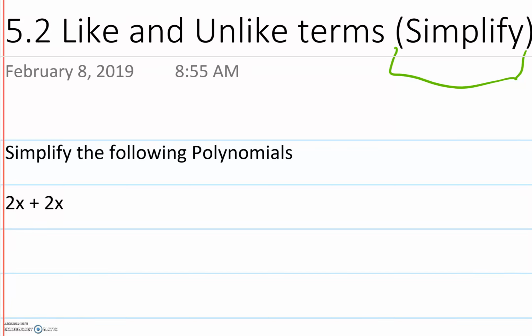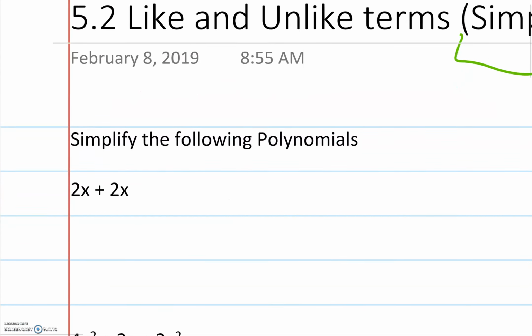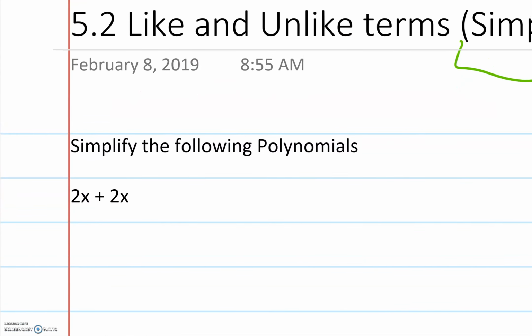The question that you'll be asked on a test or an assignment would be, simplify the following polynomials, or maybe even just simplify and it gives you a polynomial. So here is what we're going to do. We're going to look at this polynomial here, and we can notice that this term and this term look the same. What I mean by that is that the degrees are the same.